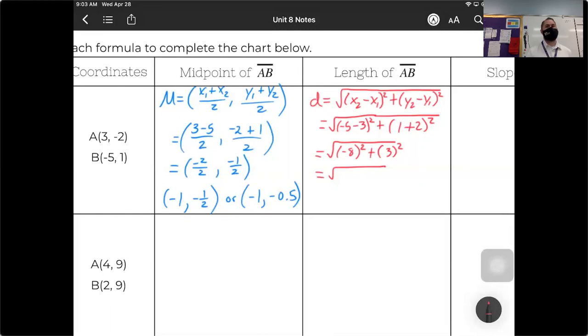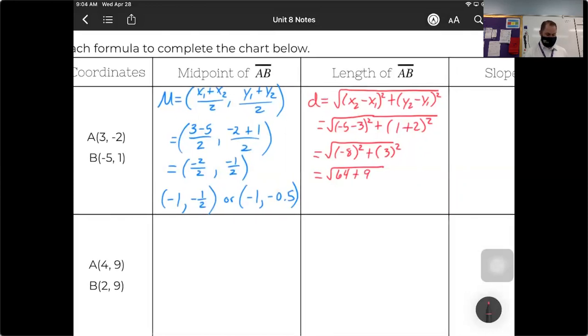Not times 2, squared times itself. It's -8 squared. 64, positive 64. Good. And 3 squared? 9. So then I add those together. We do not take the square roots separately. Okay, we have to add them together and take the square root at the end.